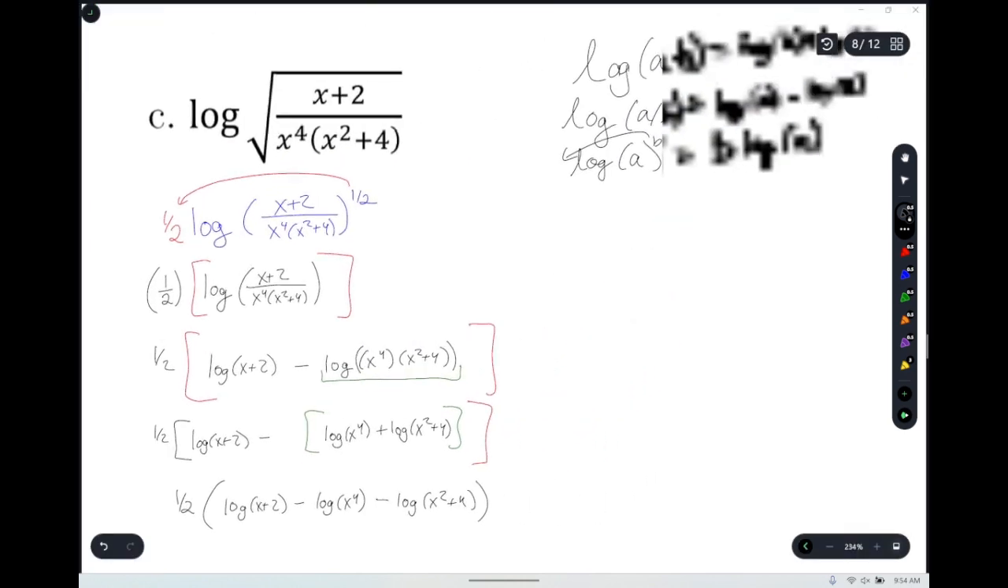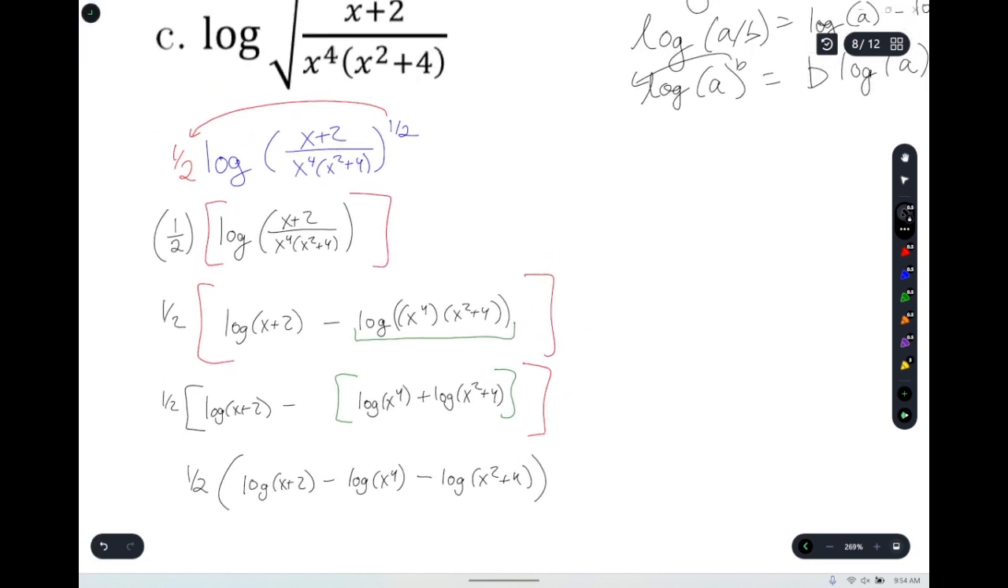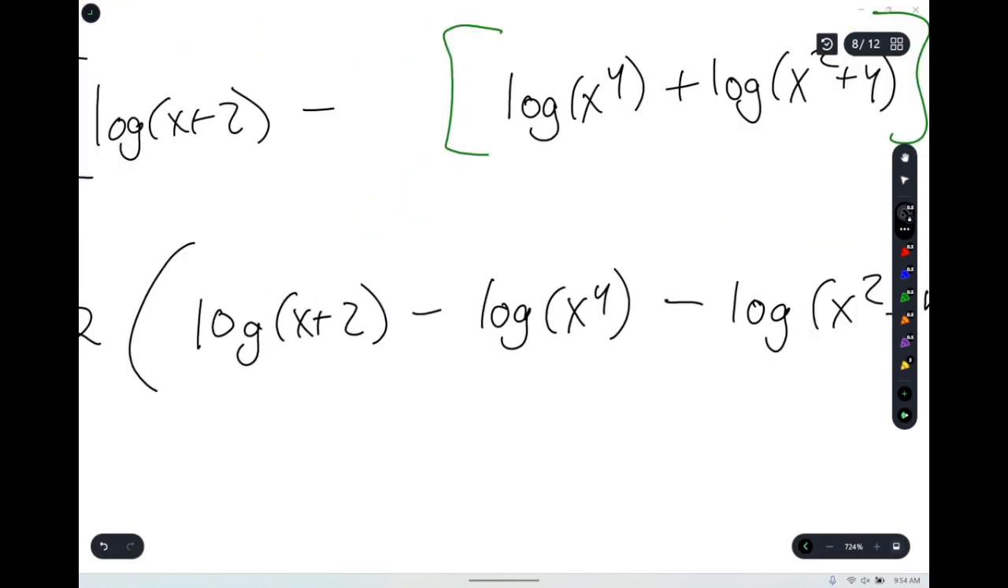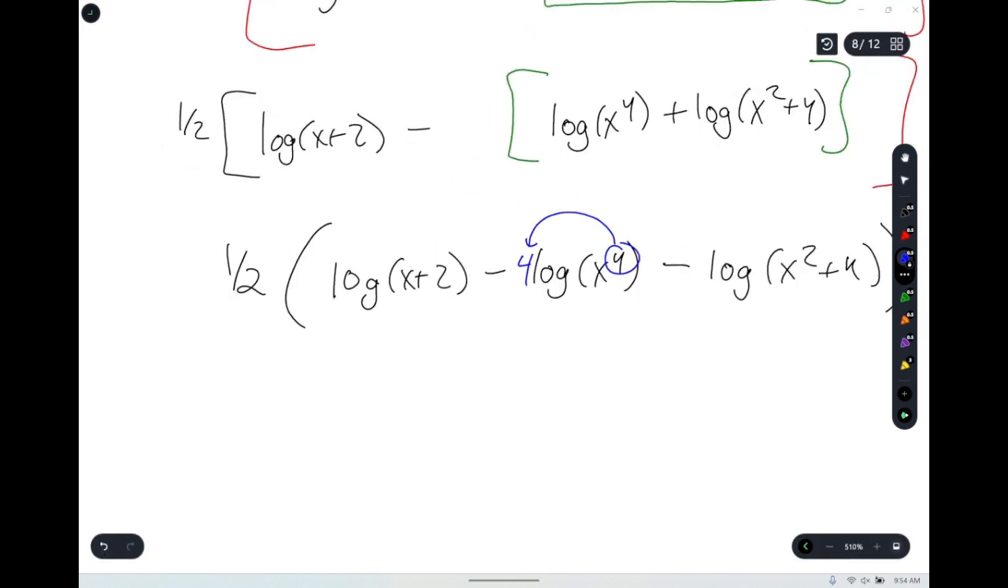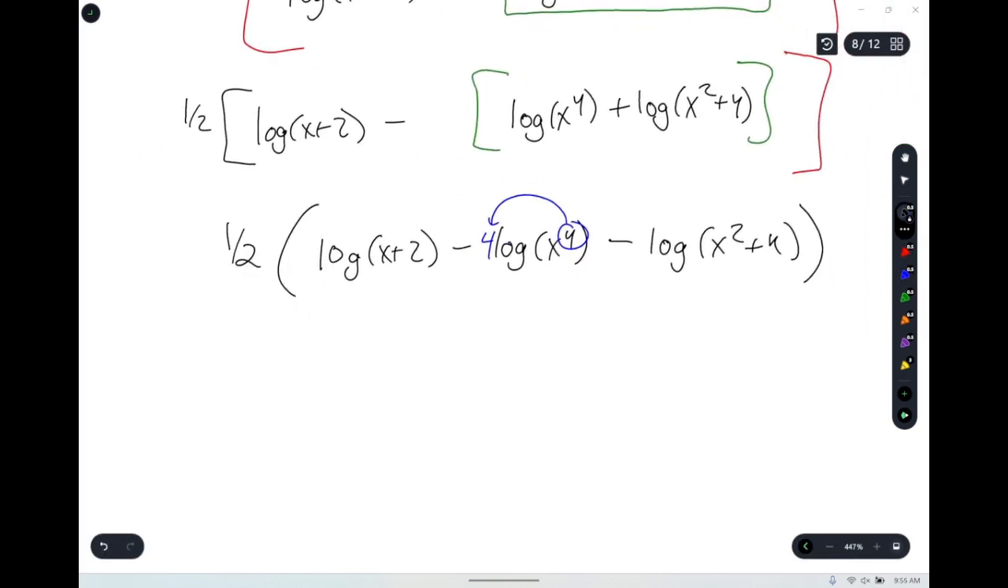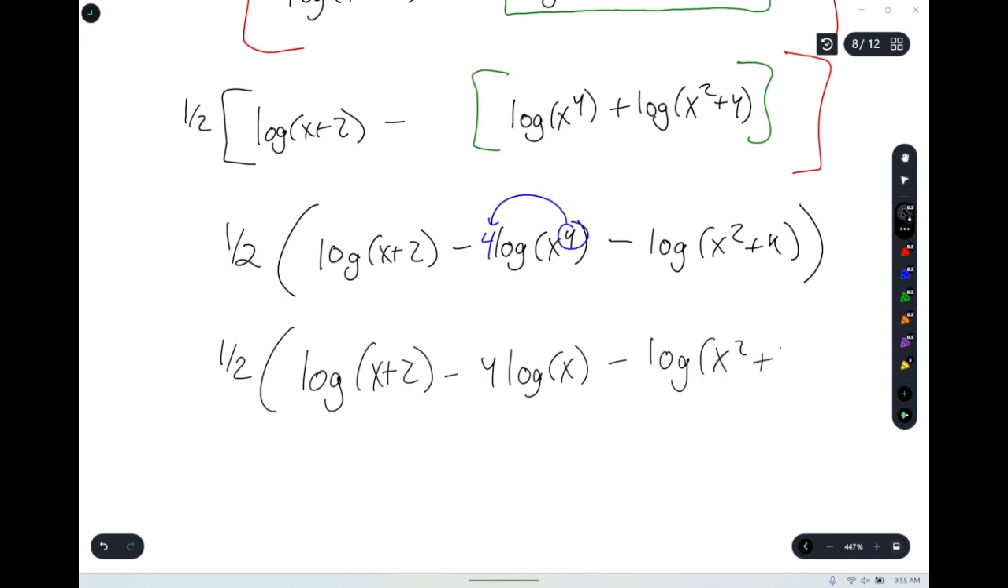Can you move the 4 to the front? Yep. Sorry, I was looking for the 4. Can that 4 go there? Is there any reason why it couldn't go there? Nope. Good catch, or good thought. So 1/2 log x plus 2 minus 4 log x minus log x squared plus 4.